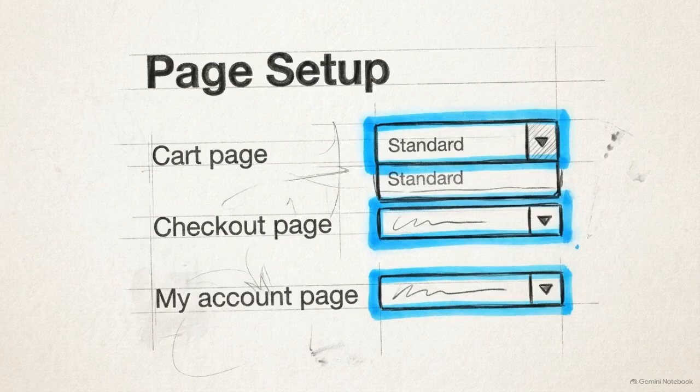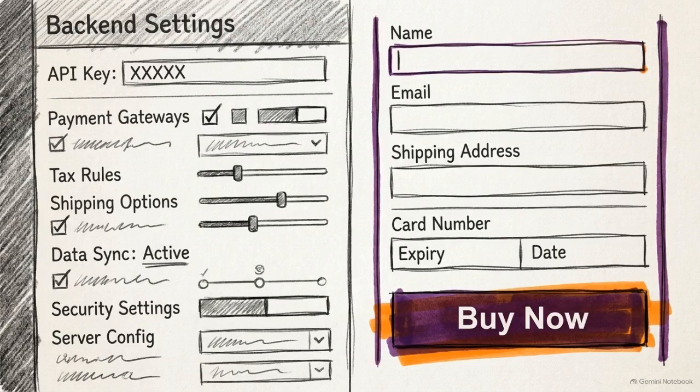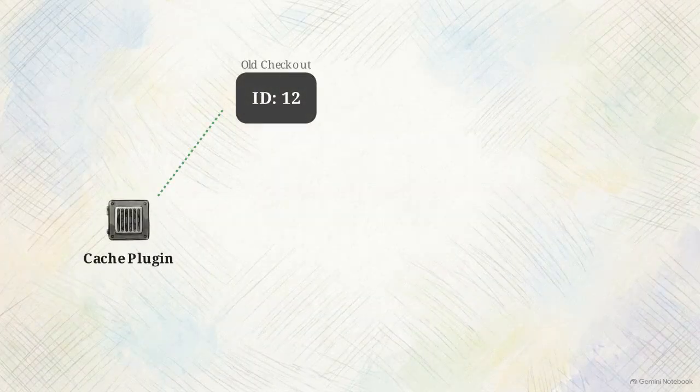Under the Page Setup section, look closely at which pages are currently assigned to your cart, checkout, and My Account. Open each of those mapped pages in a new tab. Do not just look at the title in the dashboard. You need to see the actual page as it appears to a customer. This is where many stores fail.